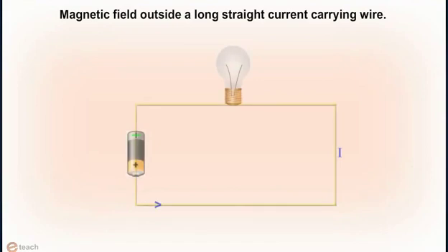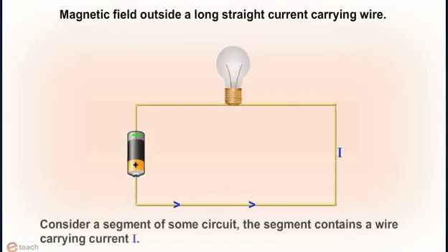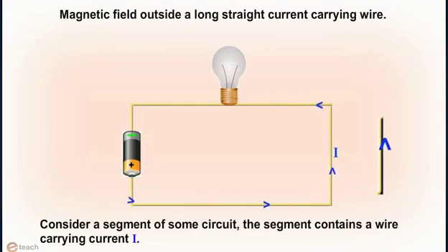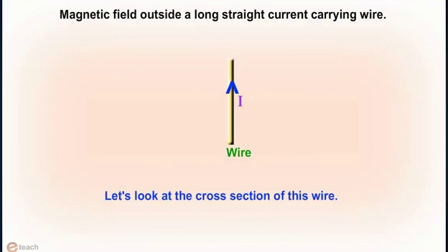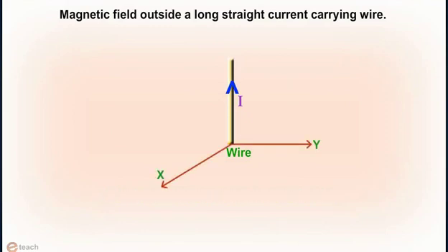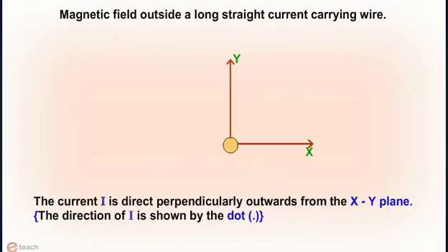Now, the magnetic field outside a long straight current carrying wire. Consider a segment of some circuit. The segment contains a wire carrying current I. Now, let's look at the cross section of this wire. The current I is directed perpendicularly outward from the xy plane. The direction of I is shown by a dot.